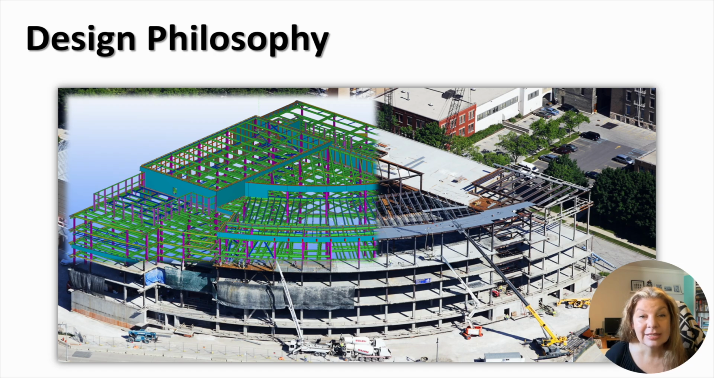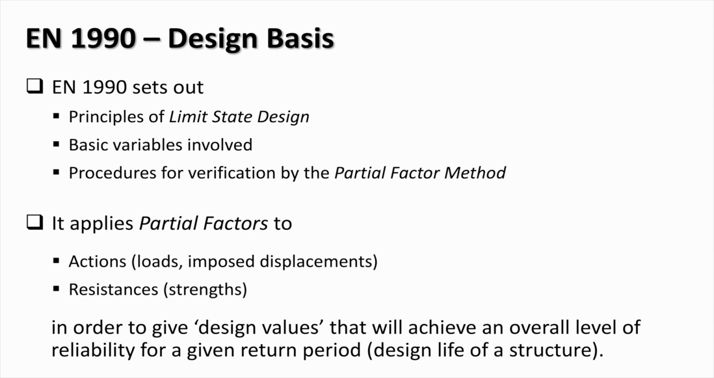Let's now look at the design philosophy adopted by the Eurocodes. Eurocode 0 is the first Eurocode. It introduces principles of design and variables involved. The design is based on limit states, while design safety is assured using the partial factor method. In this method, partial safety factors are applied separately to actions and resistance. This allows the design to achieve an overall level of reliability for a given return period, that is, the design life of the structure.